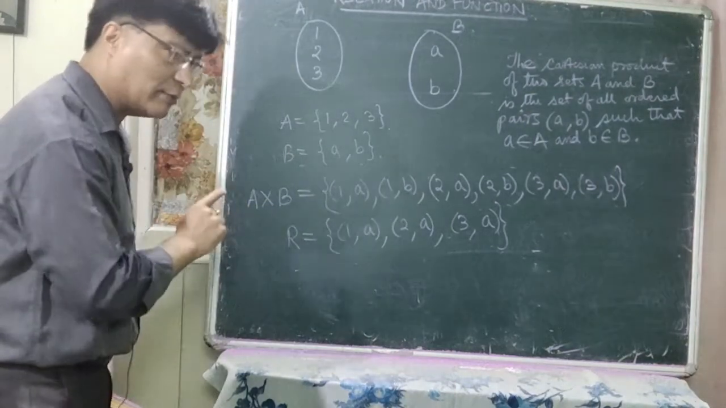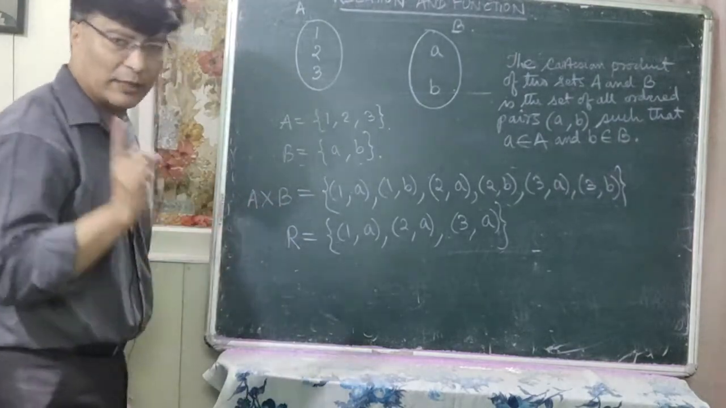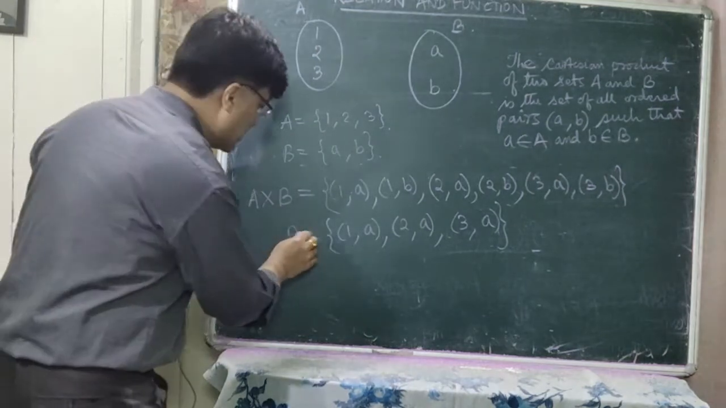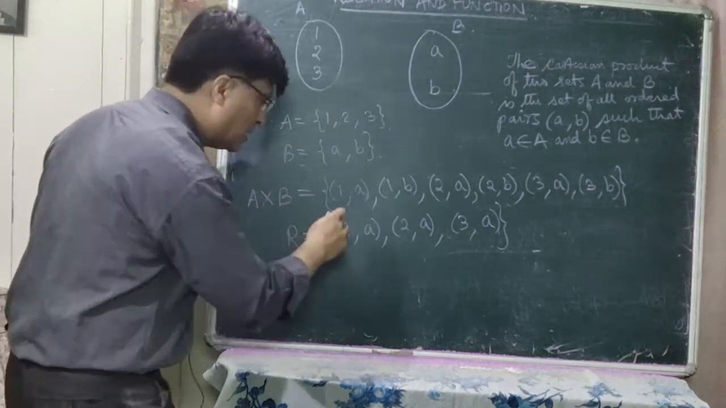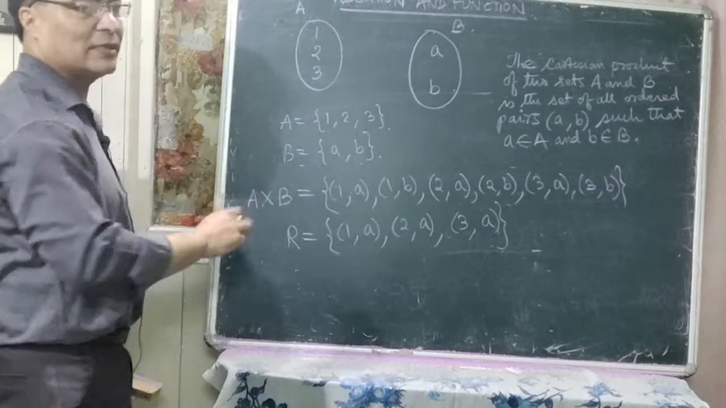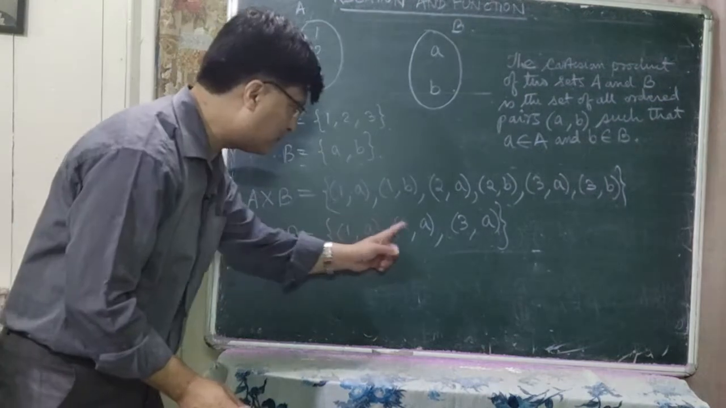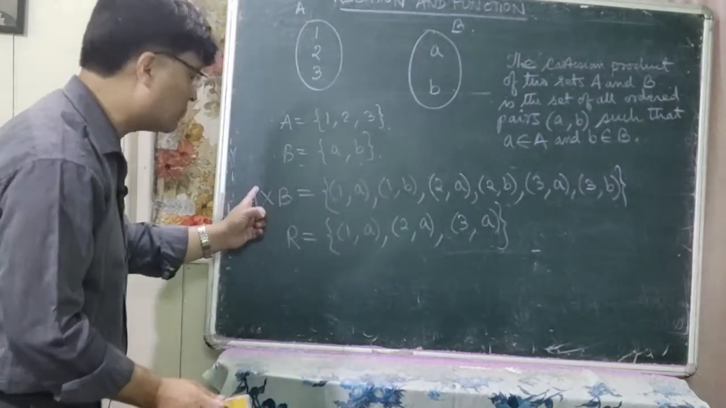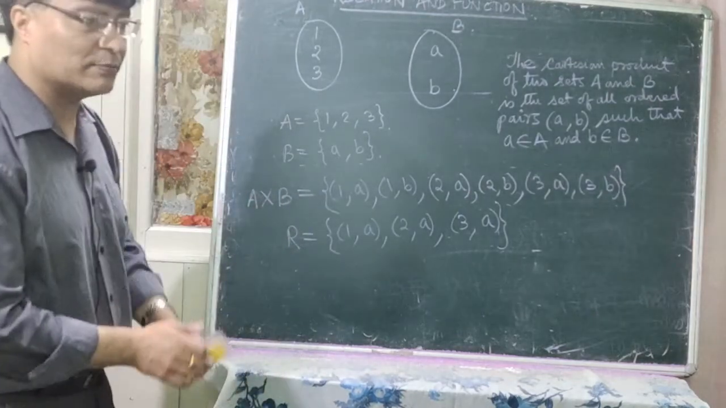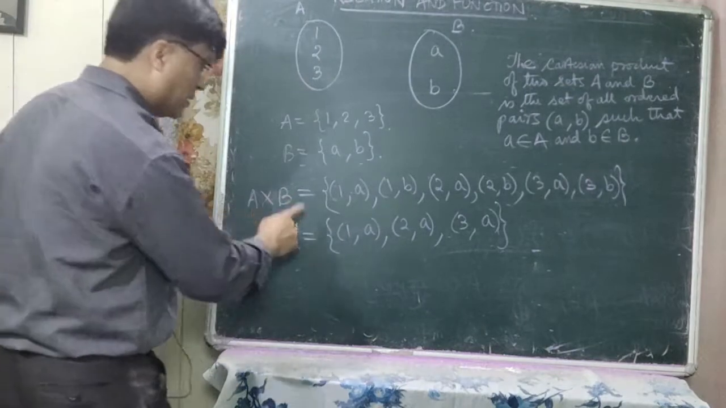Now let me write its definition. So this R is a subset of A cross B, isn't it? What do you mean by subset? R is a subset of A cross B because every element of the set R is also an element of the set A cross B. Every element of the set R is also an element of the set A cross B. So here R is a subset of A cross B. Okay? So there is a relation between 1 and a.